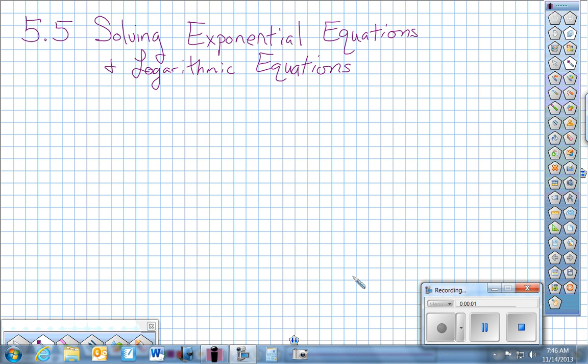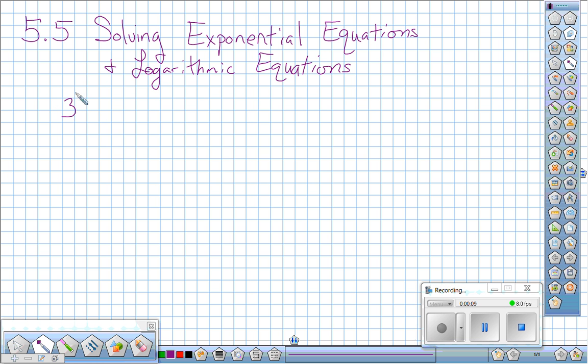This is 5.5, solving exponential equations and logarithmic equations. So, before we started really working with exponents, and maybe still now, how about a 2 instead of a 3? 2 to the 5x equals 64.